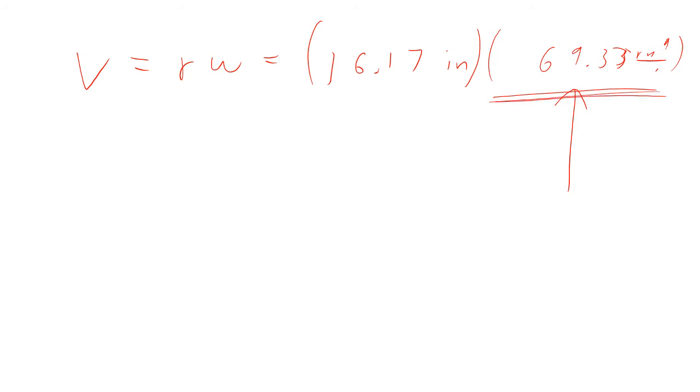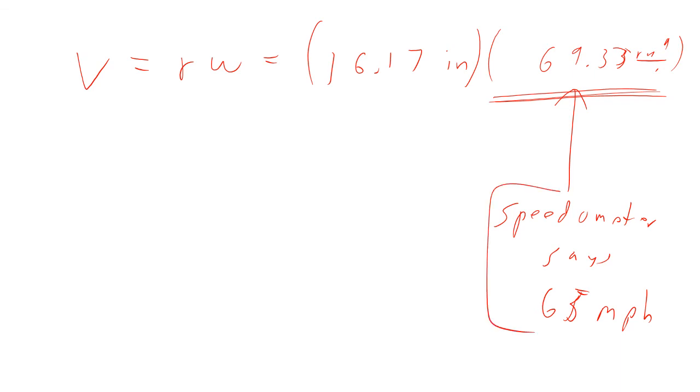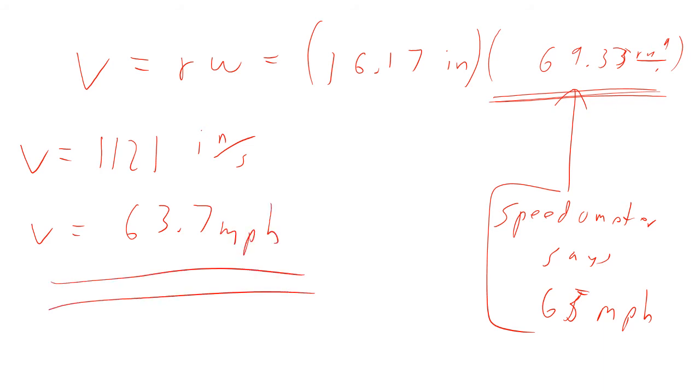Now, if your tires are rotating at 69.33 radians per second, then the speedometer says 65 miles per hour, because it's calibrated that way. But what's actually happening is you're going 1121 inches per second. If you do the math and convert that, that's 63.7 miles per hour. So the actual speed of the car is not necessarily the speed that the speedometer reads.